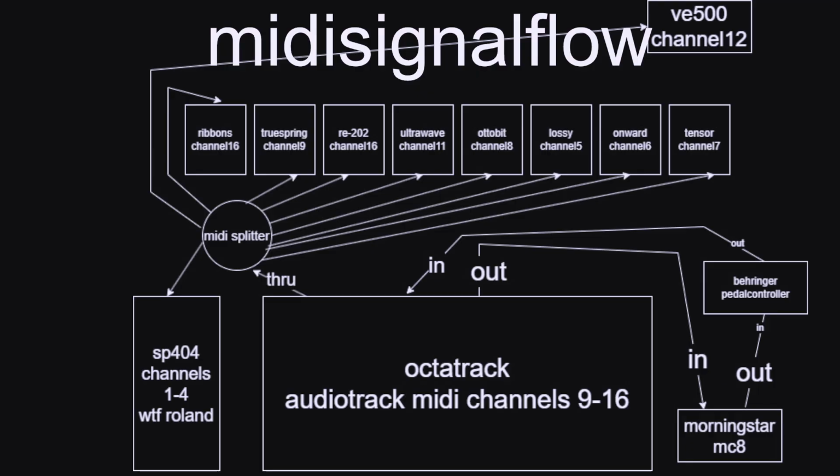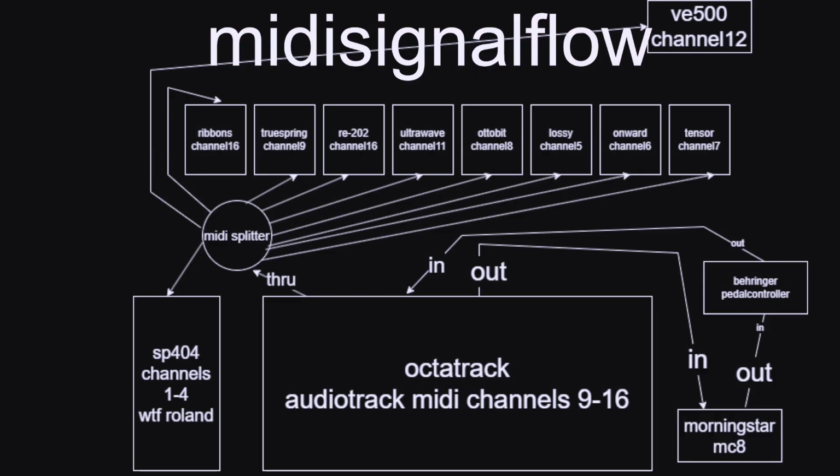So I have to get creative on how I run everything. You'll see Lossies channel 5, Onward 6, Tensor 7, Autobit 8, True Spring 9, Ultrawave 11, and then the RE202 and Ribbons on channel 16. Oh, in the V500, the vocal effects are on channel 12. Now, how can I get away with sending CC messages to channel 12 and channel 16 when there's overlap with the Octatrack audio track MIDI channels?